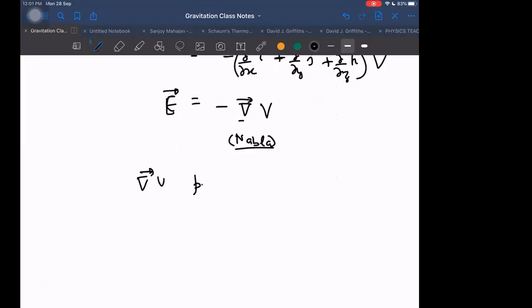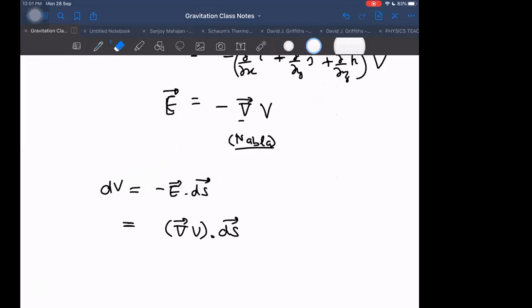Del V points, how to tell its direction? I will tell its direction by this formula, I think so. You know what is E dot ds? Minus of E dot ds is equal to dV. Means I can write it as del V dot ds is equal to dV, right?